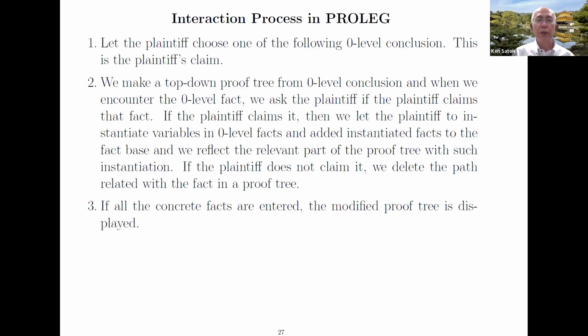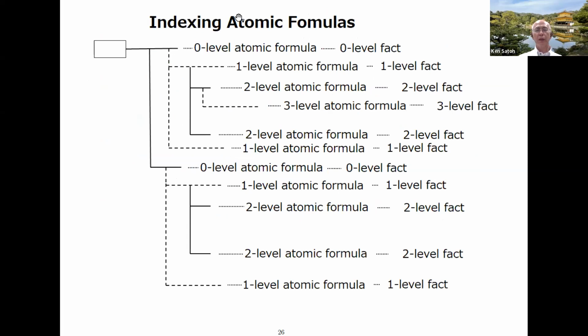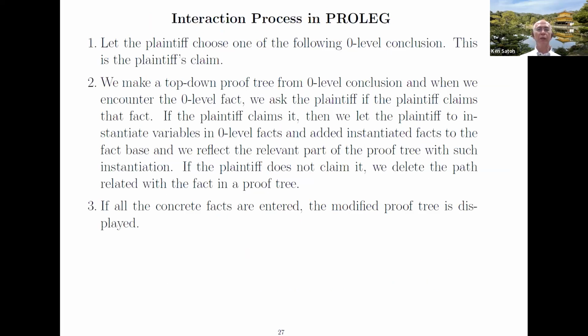Let's say the plaintiff chooses one of the zero level conclusions. This is the plaintiff's claim. Then we make a top-down proof tree of the zero level conclusion. When we encounter a zero level fact, we ask the plaintiff if the plaintiff claims that fact. If the plaintiff claims it, we let the plaintiff instantiate variables in zero level facts and add the instantiated facts to the fact base, and we reflect the relevant part of the proof tree with such instantiation. Basically, this zero level formula contains only variables, so the user must instantiate variables for the entities in their case.